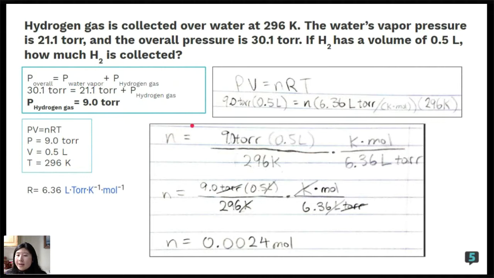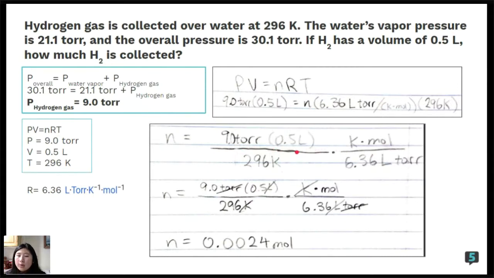So I isolated n, so n equals, I'm not going to read it all out, as you can see, but you can see here that I divided both sides by 6.36 liters torr and so on, and the temperature I moved onto the other side in that way. So basically I have it.